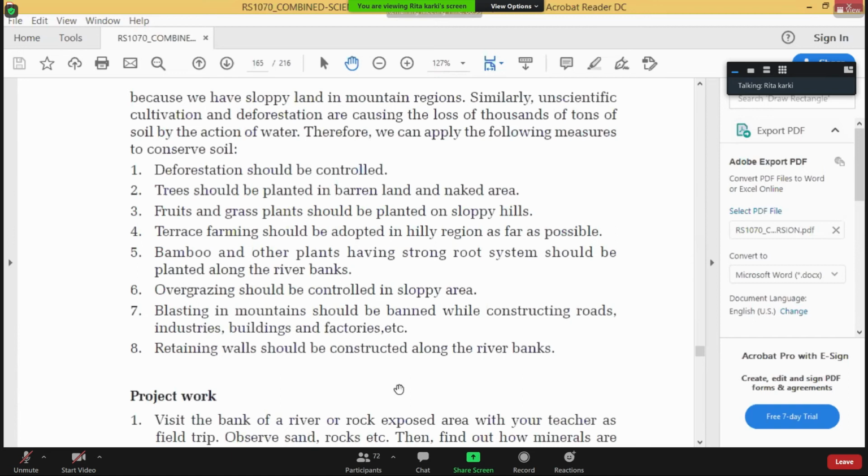Not only planting trees can help, but planting any of the green vegetation that can provide proper coverage to the soil is also extremely important.